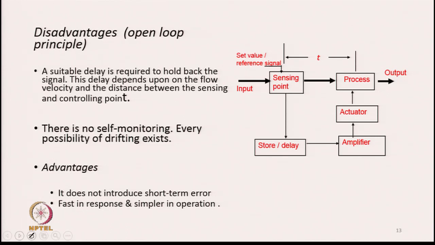The same diagram is there on the right hand side. What is the disadvantage of this? This is called open loop system. So, in the open loop system, the sensing point is behind the control point. This you have to always remember, sensing point is behind the control point. So, as a result of this, a suitable delay is required to hold back the signal. This delay depends upon the flow velocity and the distance between the sensing and the controlling point.